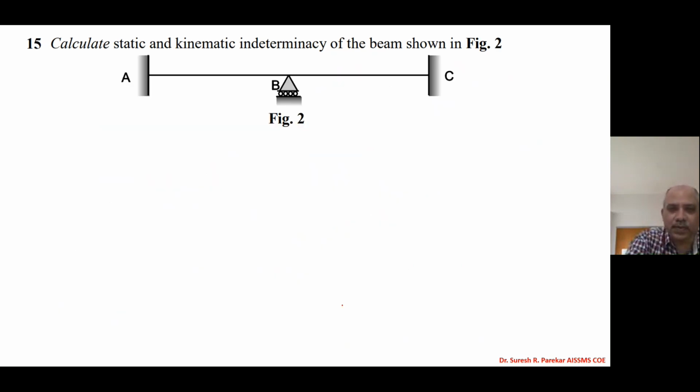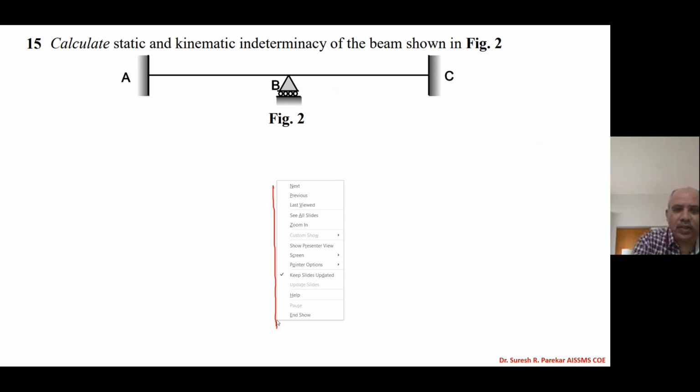Now we will go to the next problem. We have to calculate static and kinematic indeterminacy of the beam as shown in the figure. Now again we will go with 2. So we will use again the same color for axial deformation. So we can say with axial and neglecting axial.